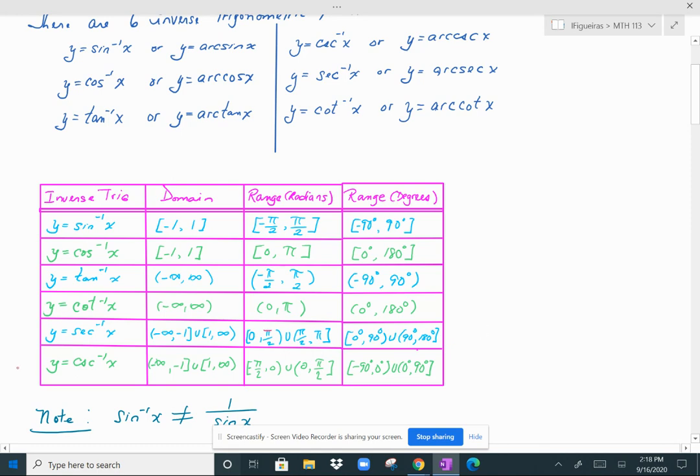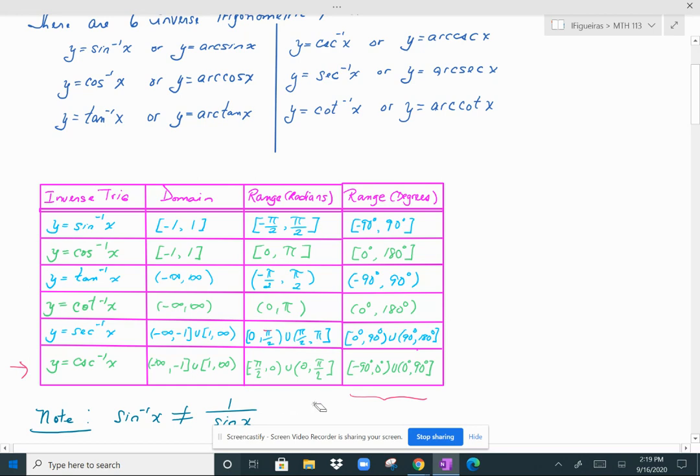Cosecant inverse also has some restrictions. Domain is from -∞ to -1, and then from 1 to infinity. The range is from -π/2, and that's closed, to 0, that's open, union open at 0 to π/2 closed, and in degrees it's from -90 to 0 and then 0 to 90.